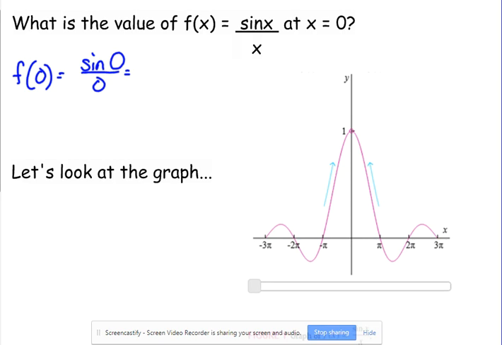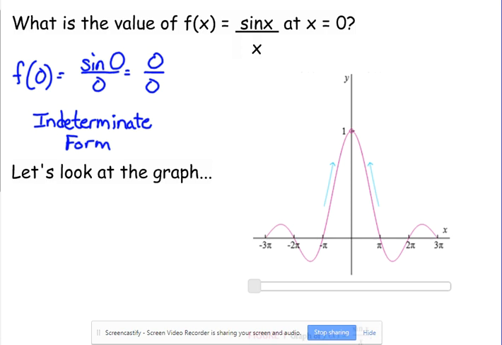You'll be using lots and lots of trig values from the unit circle. So the sine of 0 is the y value at 0 degrees. At 0 degrees, you're on the x-axis. There is no y value, so that's 0. And then, of course, we have 0 in the denominator. This is something that we call an indeterminate form. 0 over 0 is an indeterminate form. And that means that the function is going to be undefined at this place.